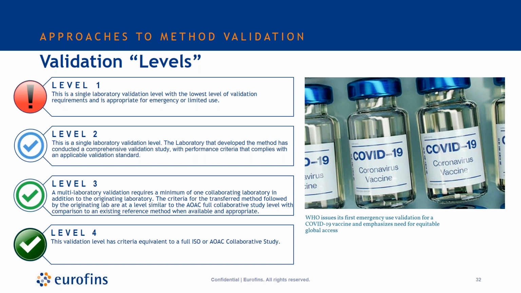Level 3 is going to be multi-laboratory, one collaborating laboratory in addition to the original. It just gives some confidence that different labs can perform adequately. And that's important if the methods are going to be used by multiple laboratories. And then of course, level 4 is going to be something that's AOAC published, or ISO, USP, something that's going to be compendial and used widely.